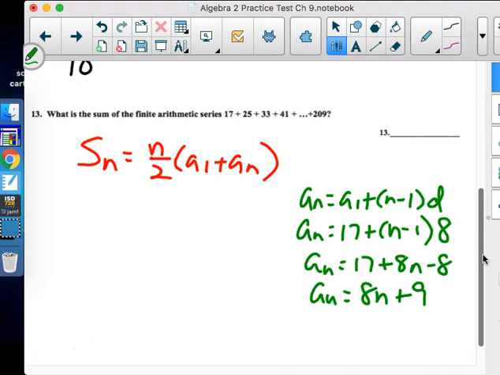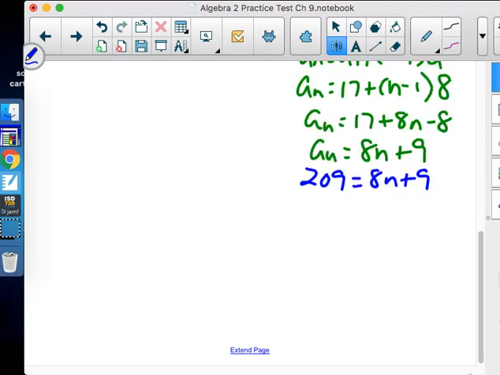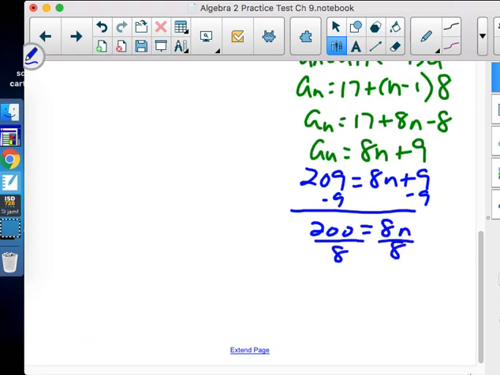Now what do we do that for again? Because we don't know how many terms there are. But I know the last one is 209. So where should I put the 209 to figure out what n is? Yeah, a sub n. Put the 209 right here. And then do a little math. So subtract 9. Divide.